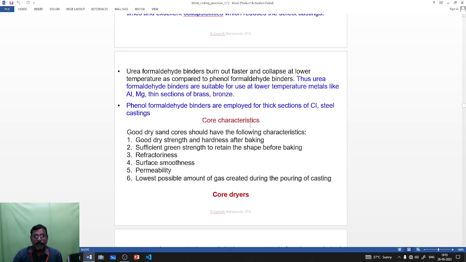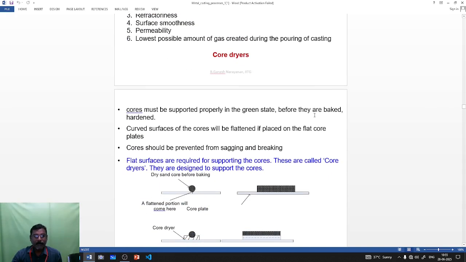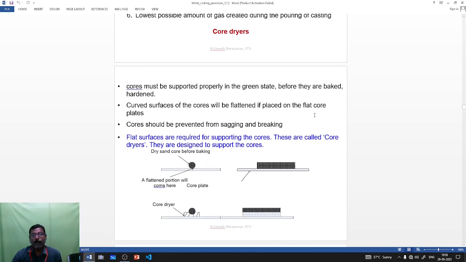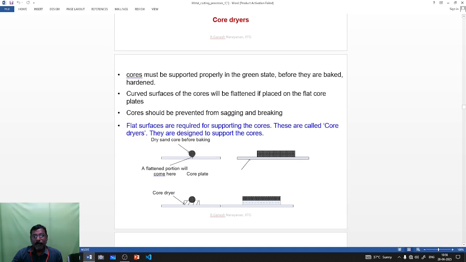And core characteristics. Good dry sand cores should have the following characteristics: good dry strength and hardness after baking, sufficient green strength to retain the shape before baking, surface smoothness, and the lowest possible amount of gas created during the casting. Core dryers: cores must be supported properly in the green state before they are hardened. The core should be prevented from shaking and breaking.